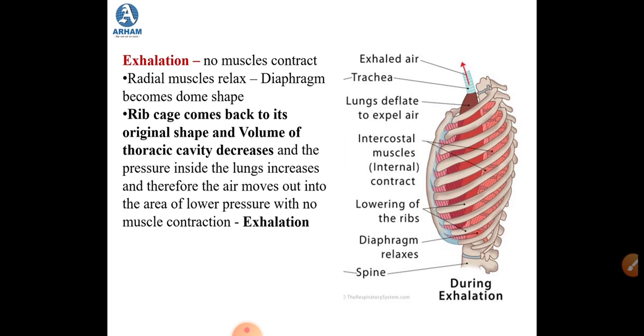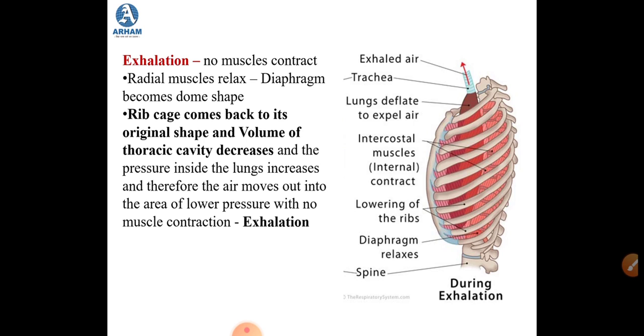As the pressure inside the lungs increases, the air moves outside. Again, the air is moving from the higher pressure to the lower pressure. So where is the higher pressure? It is inside the lungs, and the lower pressure is in the atmosphere. So the air from the lungs is moving out into the atmosphere. This process is known as exhalation.